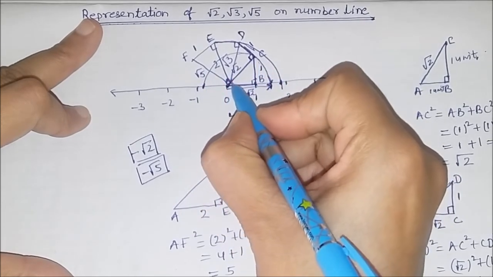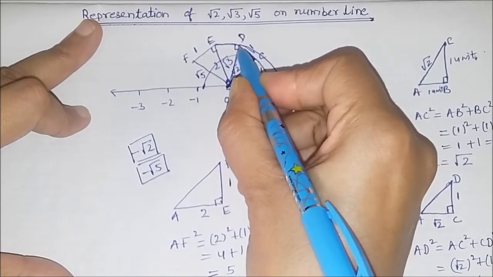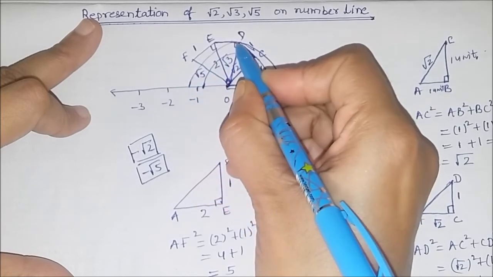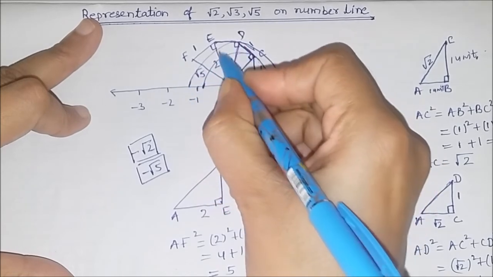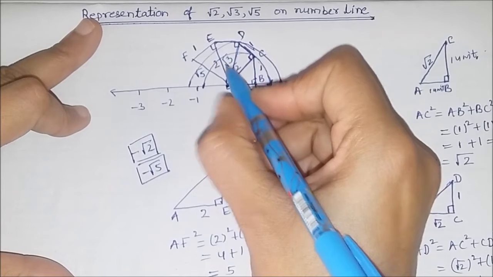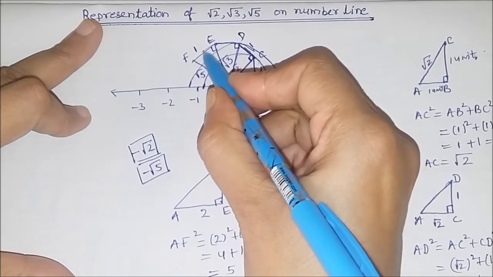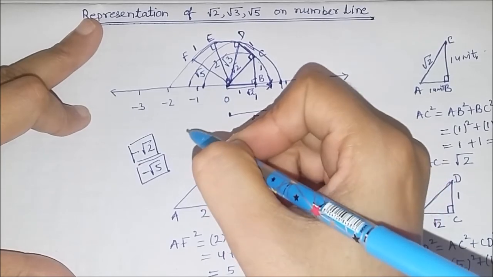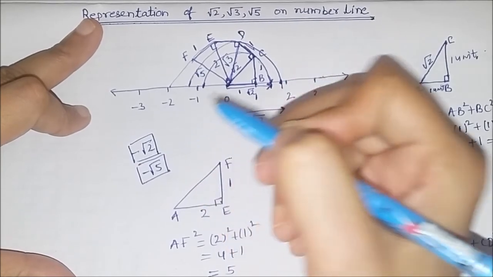Similarly, to represent minus root 3, we will take this radius and draw another arc. And this arc will represent minus root 3. Similarly, this length is 2. So by taking A as center and this as radius, if we draw an arc, it will represent minus 2. In the same way, we can represent minus root 5 also.